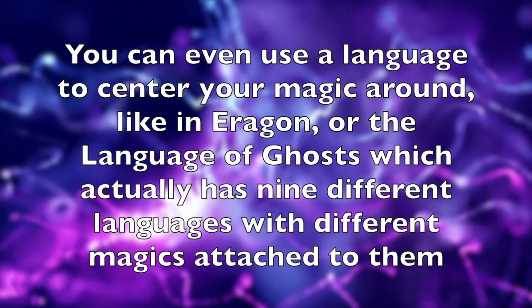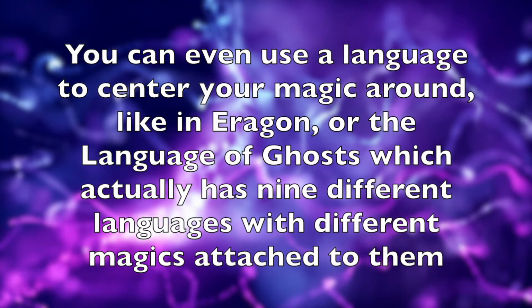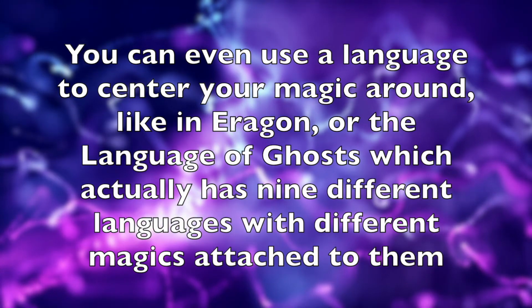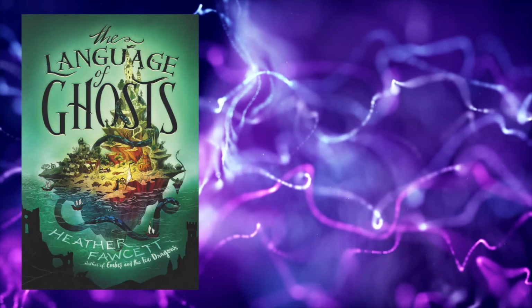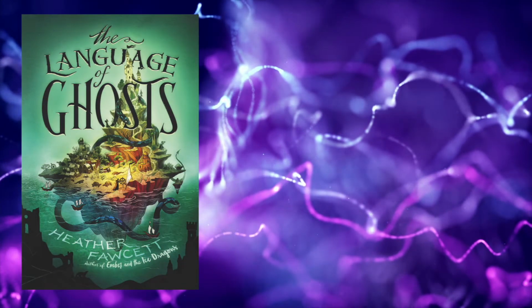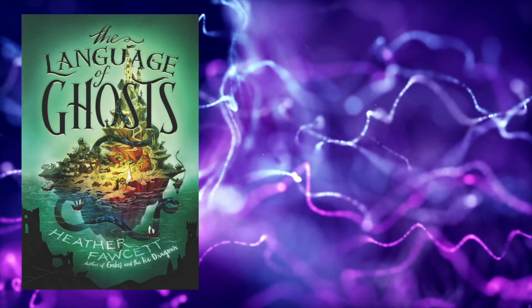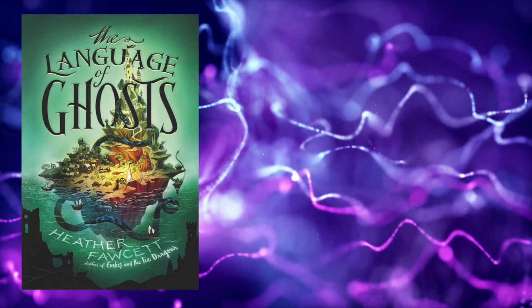And for our final point about magic and characters, what is the magic? This is pretty simple. What is the magic? Is it an elemental magic system where the characters can manipulate the elements at their will, or is it wave your wand and magic happens? Or is it magical dust? Who knows? You can even use a language to center your magic around, like in Eragon or The Language of Ghosts by Heather Fawcett, which actually has 9 different languages with different magics attached to them. The Language of Ghosts does this really well, where each language you can speak, one, or some people can speak more than one, and the language controls the magic system.